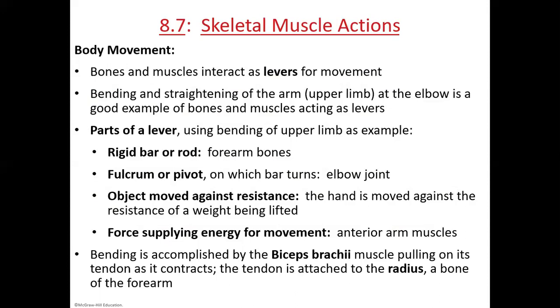So a lever has to have certain parts. It has to have a rigid bar or a rod, so your forearm bones in this case. It has to have a fulcrum or a pivot, so this would be where your elbow joint is. That's the point where the bar is going to turn. It has to have an object that is moved against resistance, so in this instance, it's your hand. And it needs a force supplying energy for movement, and that force is coming from your arm muscles. Okay.